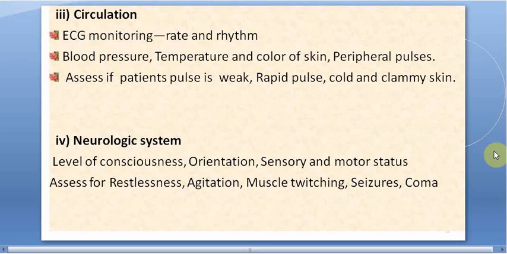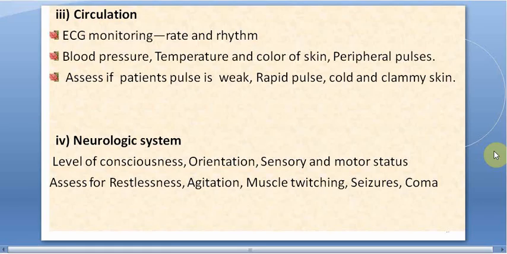Next comes peripheral pulses. We have a lot of peripheral pulses. I know that you have already studied this in foundations. Peripheral pulses could be carotid, brachial, radial, dorsalis pedis, femoral. All these pulses have to be assessed, both on the right side and on the left side, and see if there are any changes in the peripheral pulse. When you are checking the pulse, see the rate and rhythm, whether it is rapid, whether it is weak, or whether it is very feeble. Along with that, see the temperature of the skin. Just touch with your fingers and assess the skin temperature.